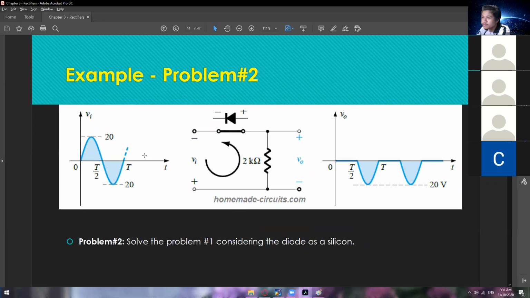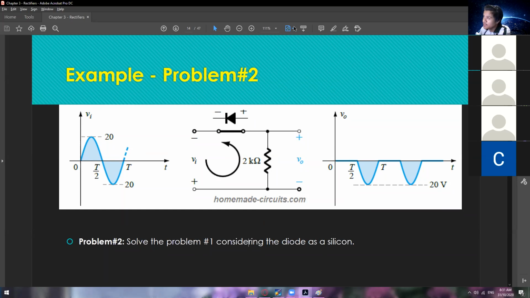All right. So let's have example problem number 2. Same, we have positive 20 volts and negative 20 volts. So solve for problem number 1, considering the diode as a silicon. So now we don't have to consider this diode as an ideal diode. So this one now has a voltage threshold of 0.7. So what is our VDC and then what is our V sub O?